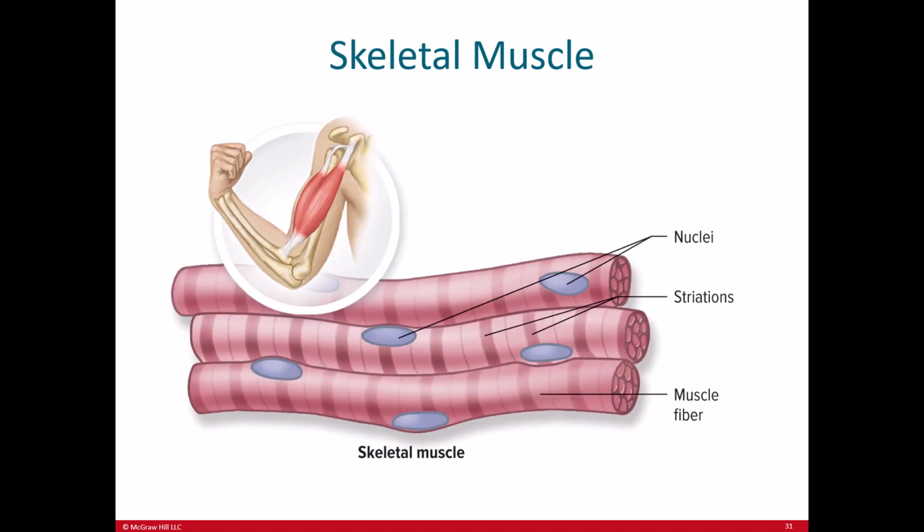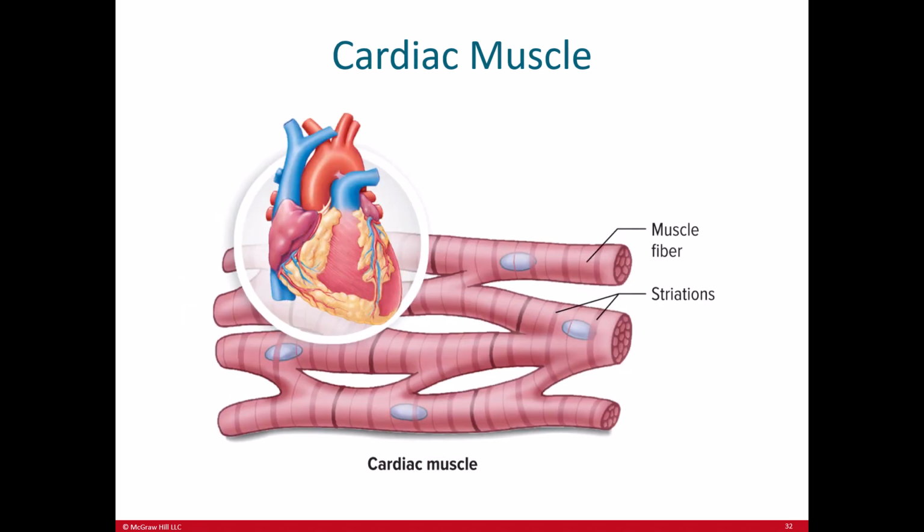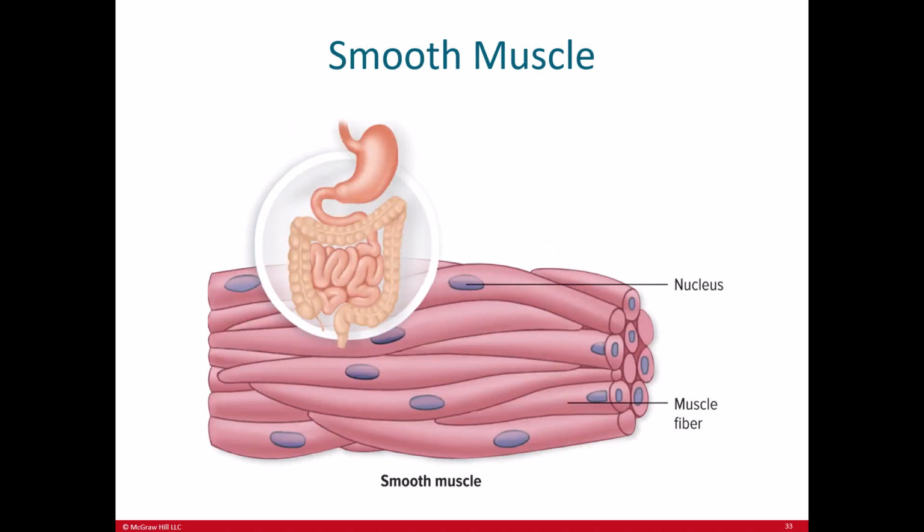Here we have skeletal muscle, which is striated muscle. These muscles are usually voluntary, which means your body has to tell them what to do. Then we have one that's kind of a hybrid, so we're going to come back to this in a second. We're going to talk about smooth muscle.